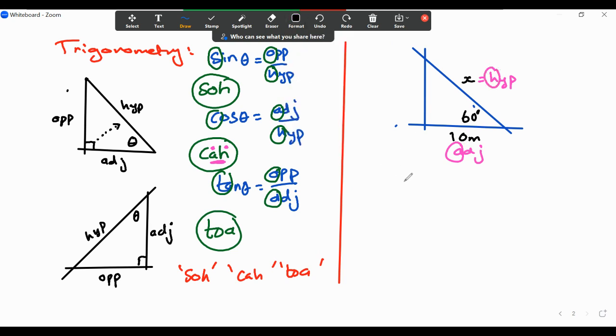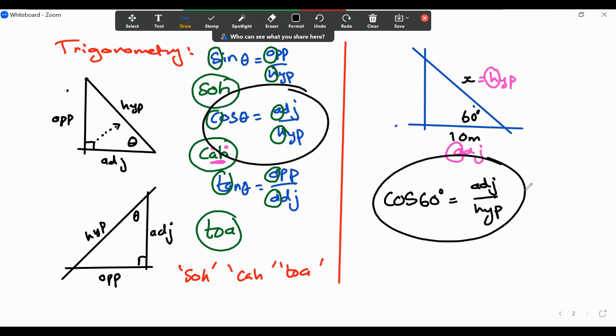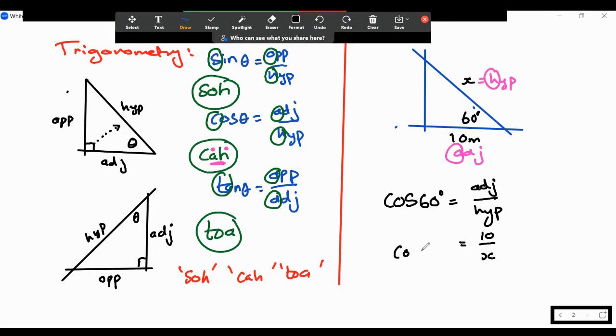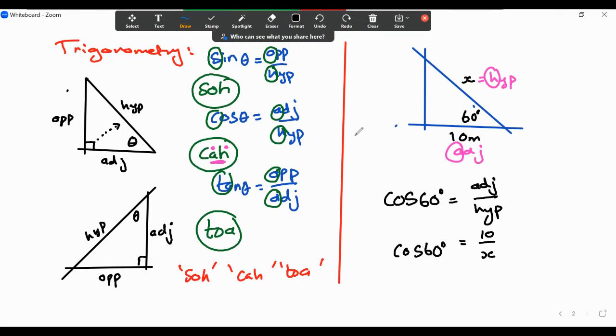So I know I'm going to write cos of the angle equals adjacent over hypotenuse, because that's the standard formula. And adjacent is given as 10, hypotenuse is given as some x value, and the unknown is in my denominator. So when the unknown is in my denominator, all I need to do is just swap these two around, and it'll become x equals 10 divided by cos 60.